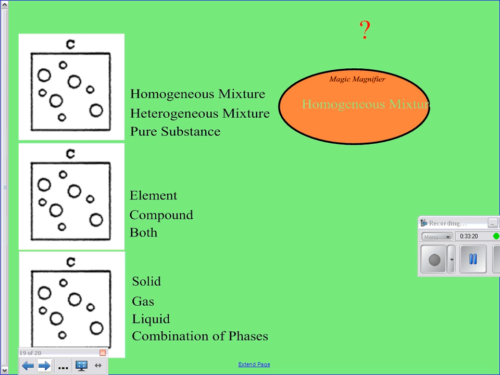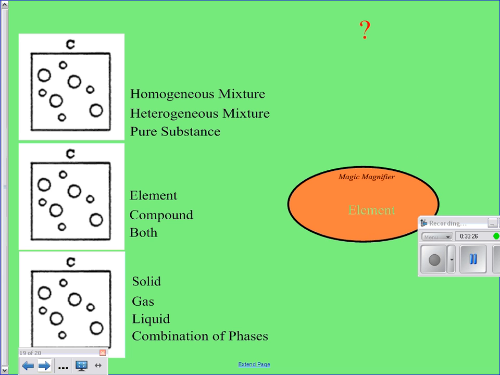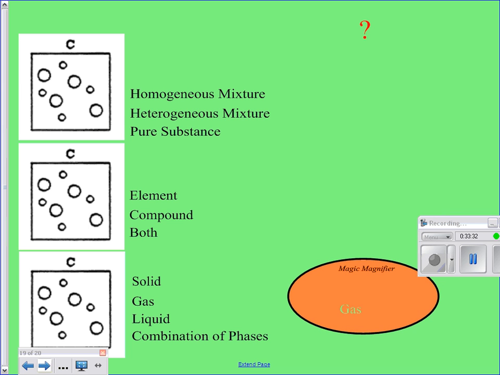So next one, what do you want to call it? It's elements, right? It's a homogeneous mixture of elements. And we've already ruined the surprise on the last one that it is a gas.